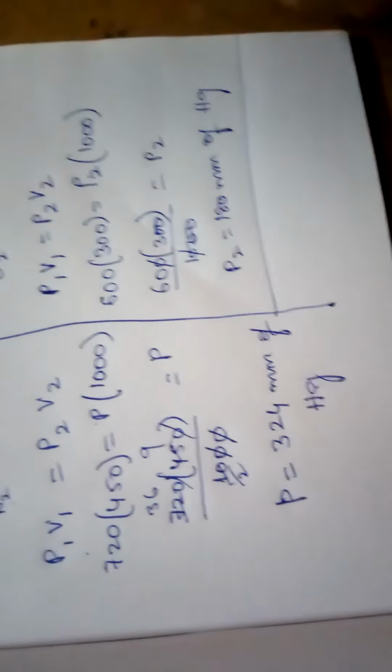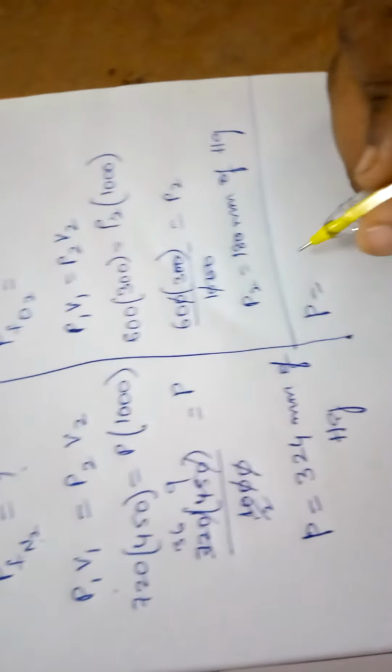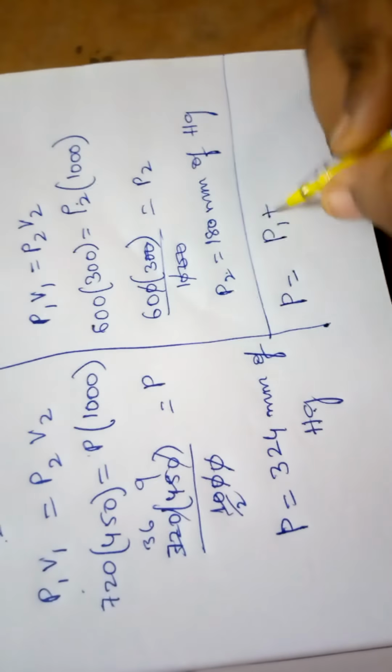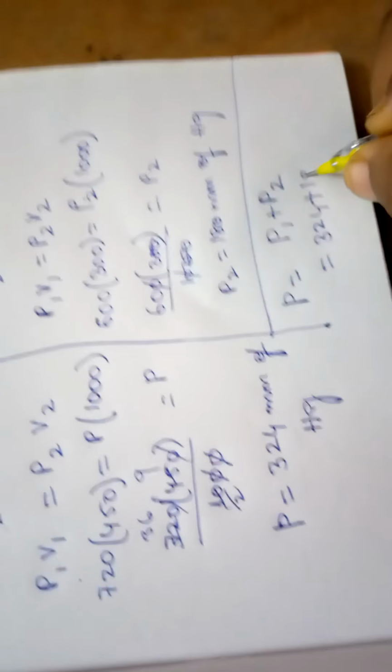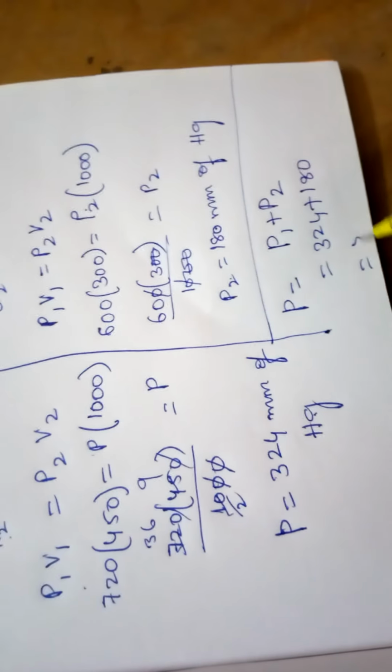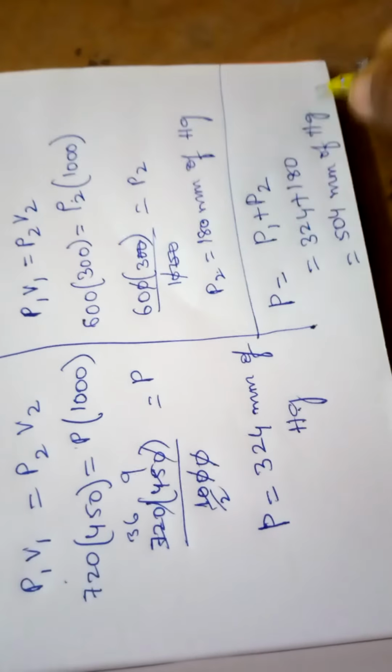So what we need to do, we need to find out the final pressure of the mixture. Final pressure as per Dalton's law of partial pressure is the sum of their individual pressures. So P1 plus P2 equals 324 plus 180, that equals 504 mm of Hg. And you compulsorily need to be familiar with the units. You have to write the units when you are solving any problem.